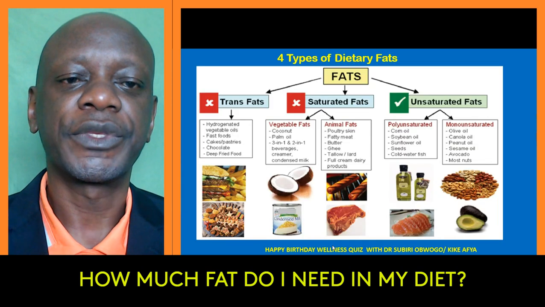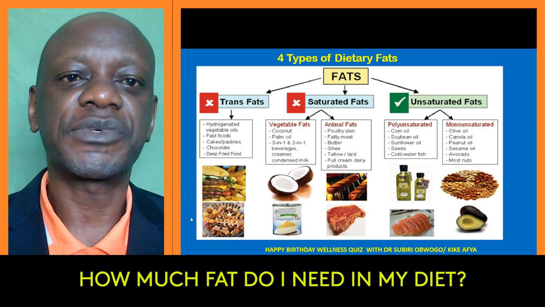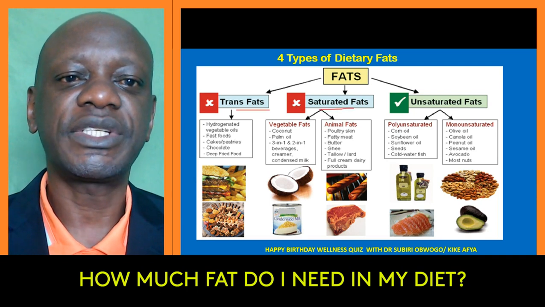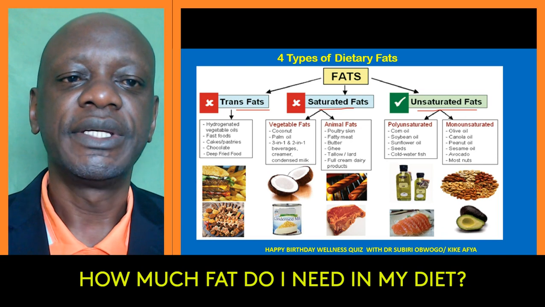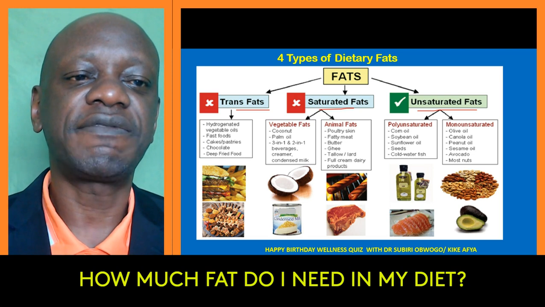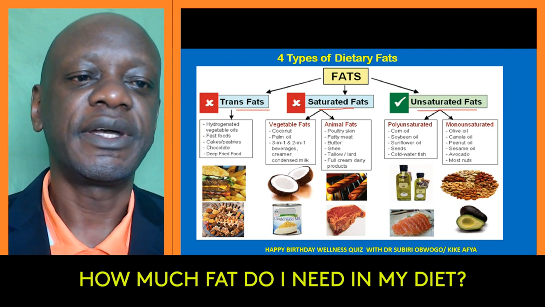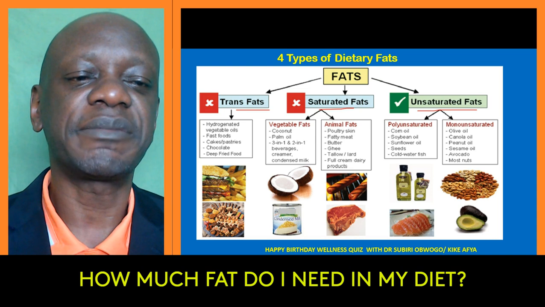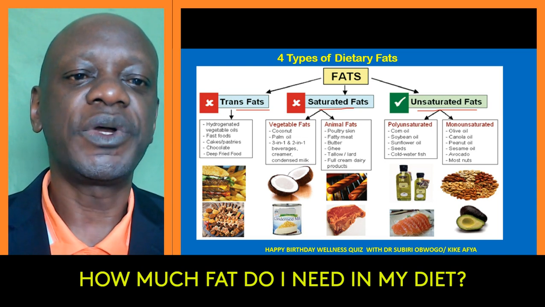A bit of recap before we come back to the case study. There are basically 4 types of dietary fats. We have the so-called trans fats, saturated fats, and unsaturated fats. Just remember, the trans fats and the saturated fats are usually the harmful ones. Trans fats are found in hydrogenated vegetable cooking oil, fast foods, things like cakes, pastries, and chocolate. They're basically made during the manufacturing process when liquid oil such as corn oil or sunflower oil is turned into solid.